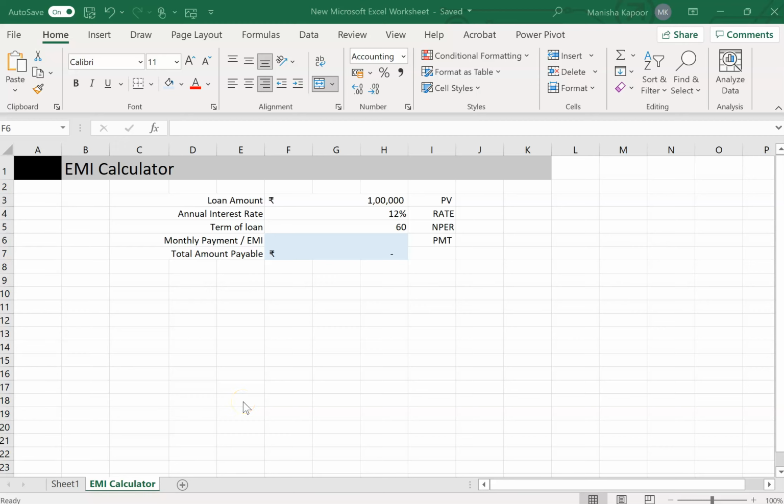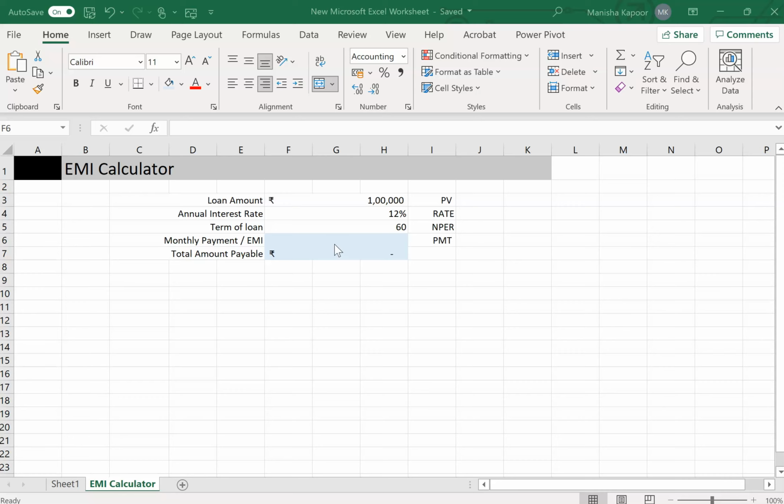Hi, in this session, we'll look at some financial functions. So the first financial function that we are going to see is EMI. EMI helps you calculate your monthly installments. EMI, easy monthly installments.